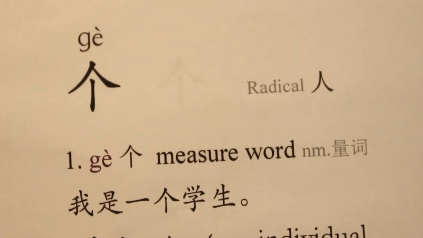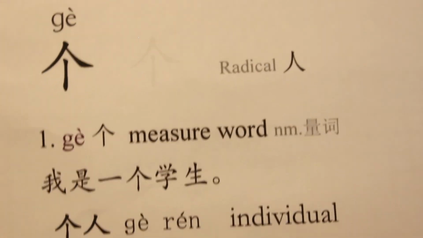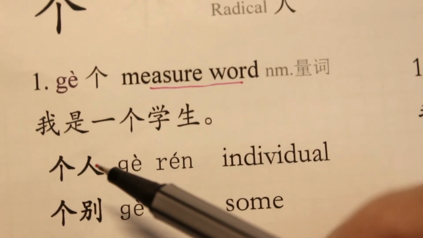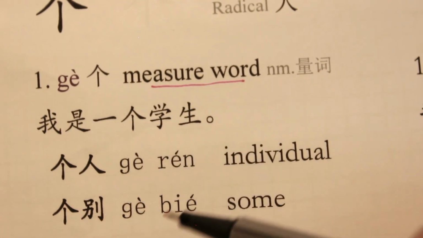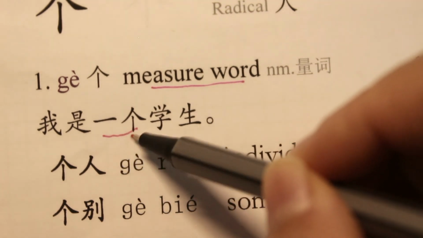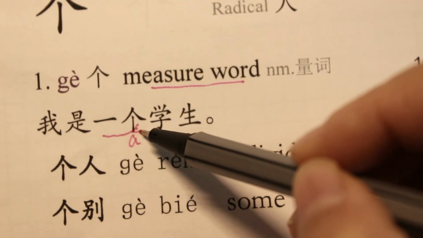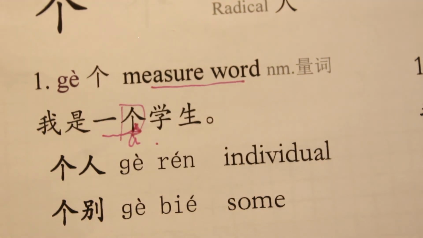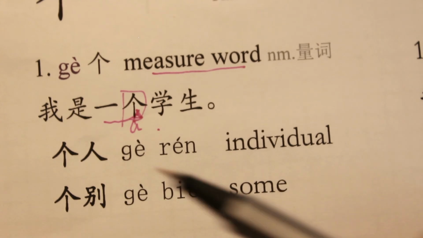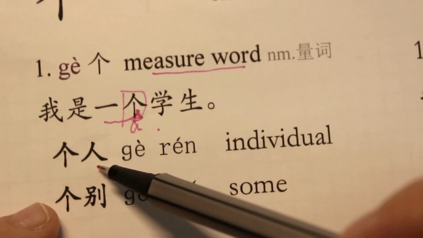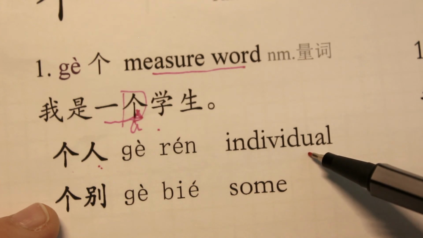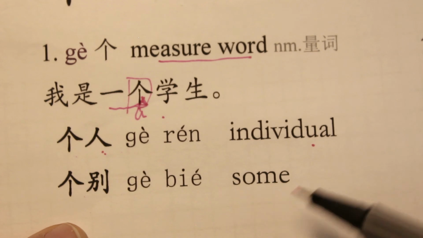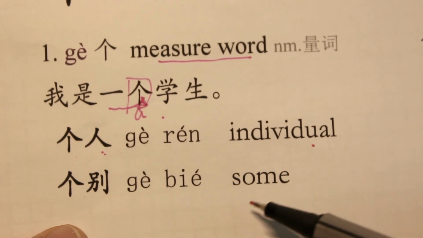Now let's move on. The next one is 个. 个 is just a measure word, a very commonly used measure word in Chinese. Here, 我是一个学生 means I'm a student. We have to add a measure word in Chinese. That's the difference from English. But we also have some words for you. 个人 means individual, and the next one 个别 means some. 个别学生, some students.